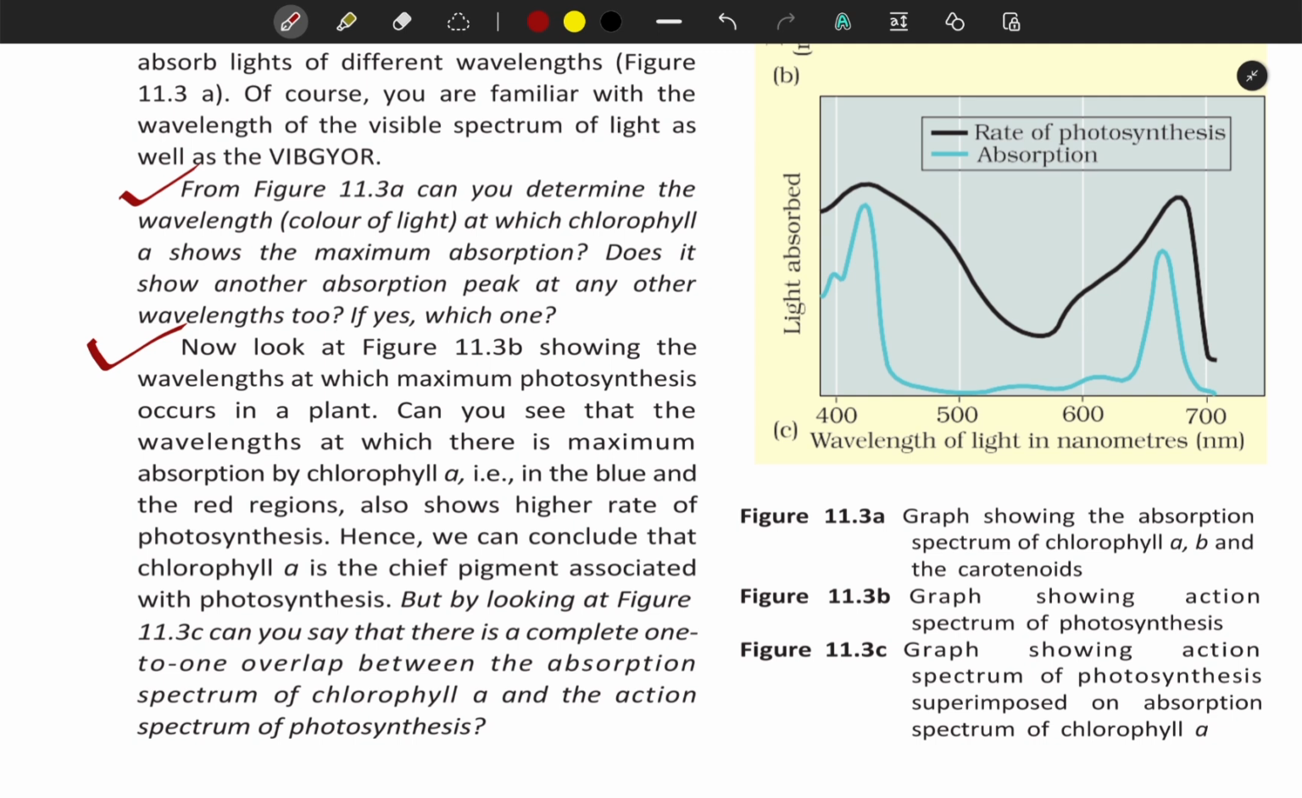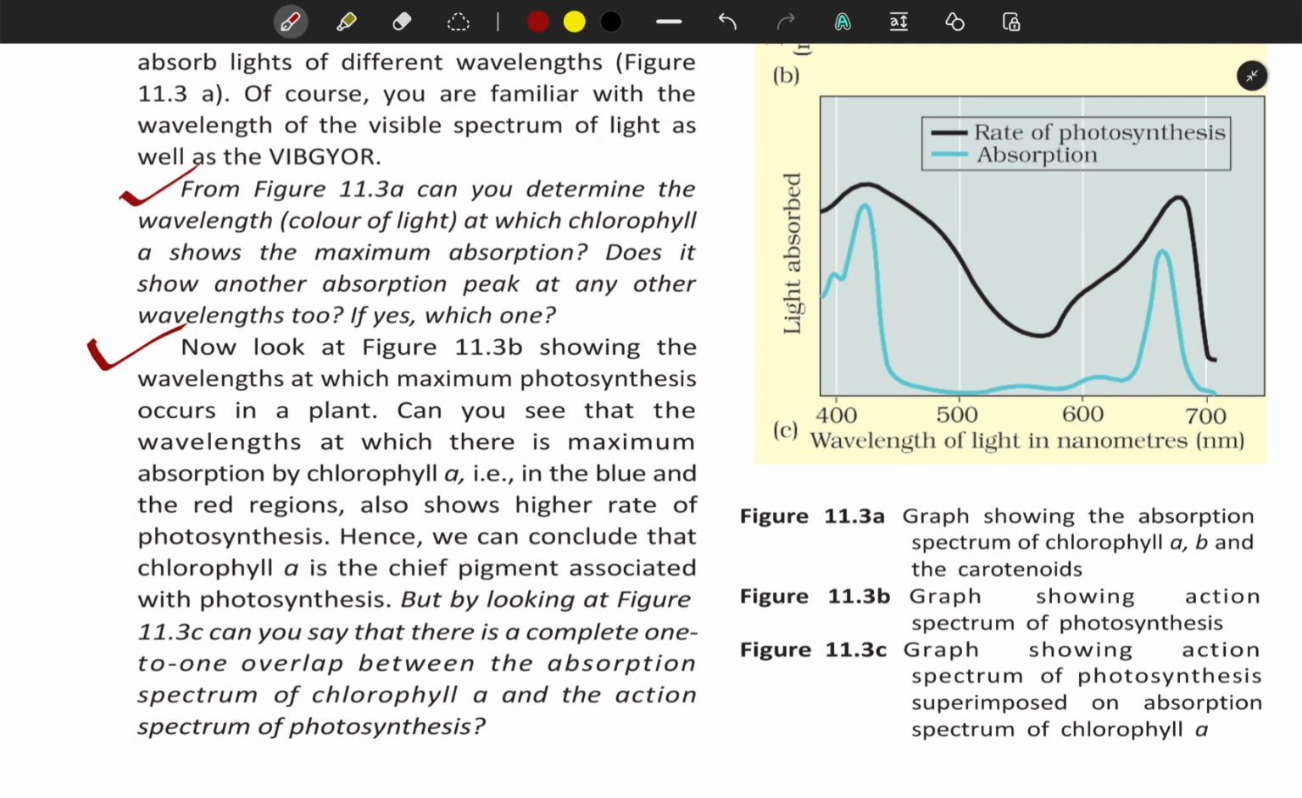Can you see that the wavelengths at which there is maximum absorption by chlorophyll a, that is in the blue and the red regions, also show a higher rate of photosynthesis? Hence, we can conclude that chlorophyll a is the chief pigment associated with photosynthesis.